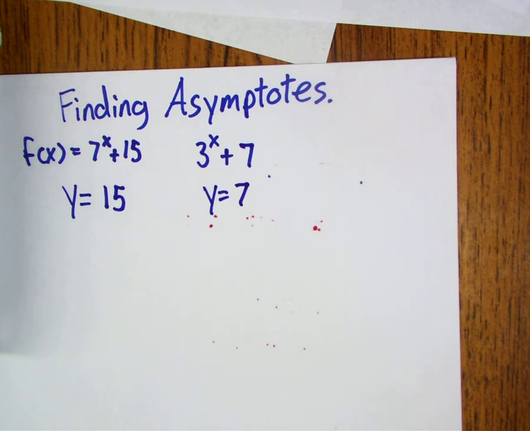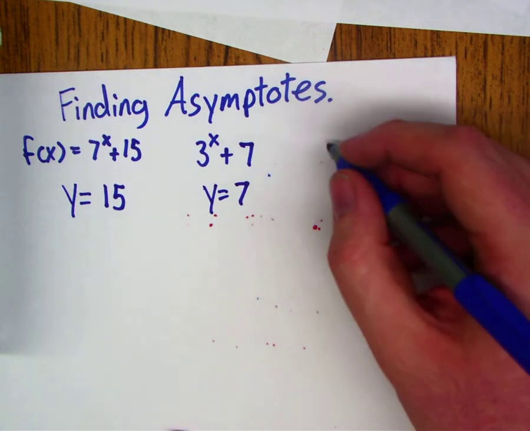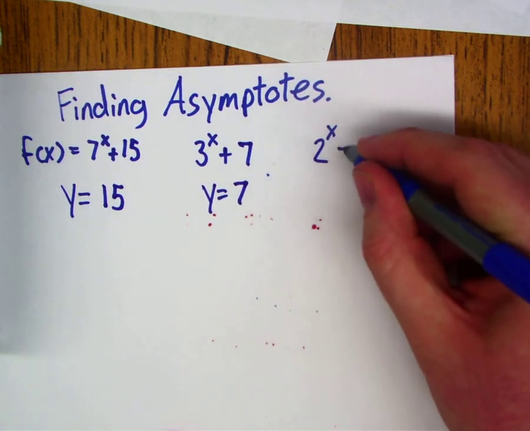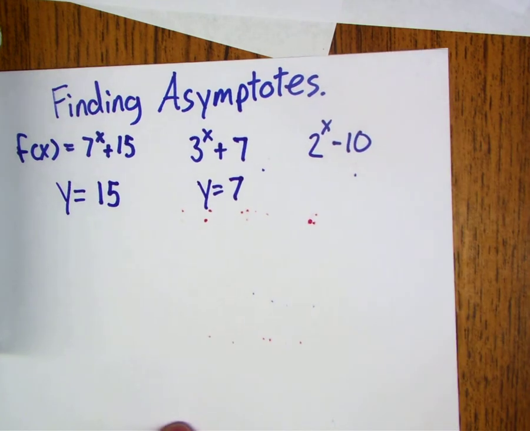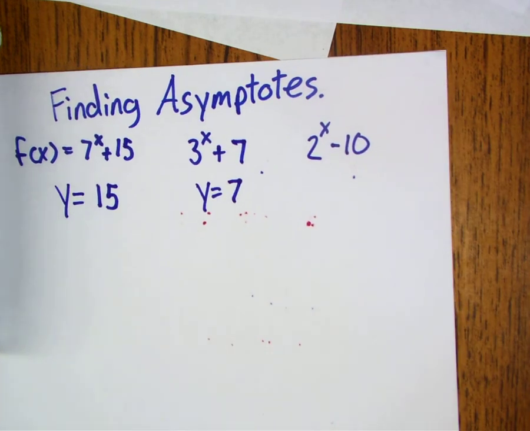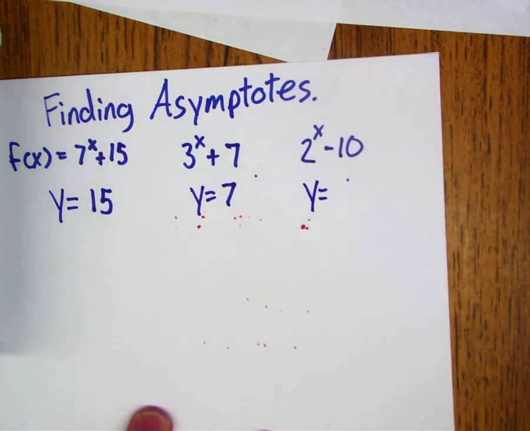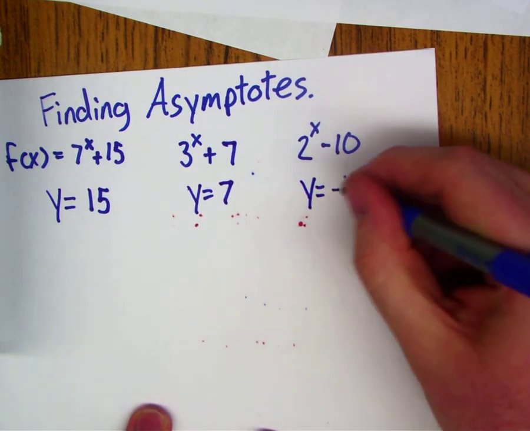I think some of you may be catching the pattern. Let's try one more. Suppose I have 2 to the x, and this time it's minus 10. This one's a little trickier, so some of you may be going, wait, what happens now? Remember, we always start out with y equals, and in this particular case, it happens to be negative 10.